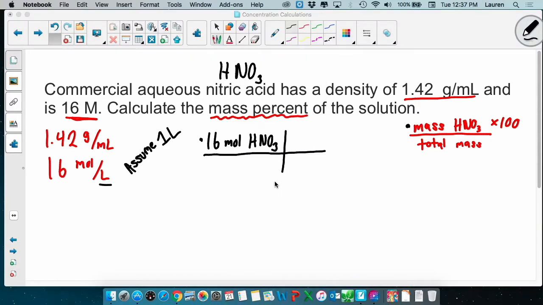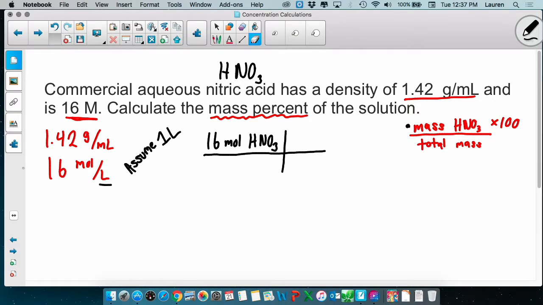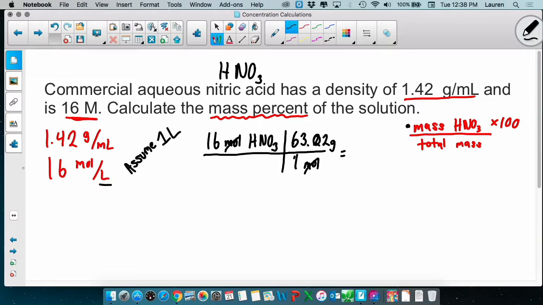So, let me erase that so it doesn't look like a decimal point. We have 63.02 grams per each 1 mole. Okay, mole and mole cancel out. You multiply them, and you get 1,008.32 grams of HNO3. Okay, so that's our mass of HNO3.